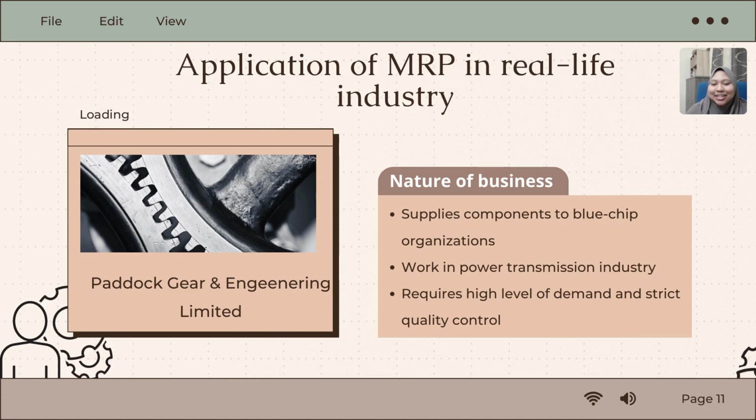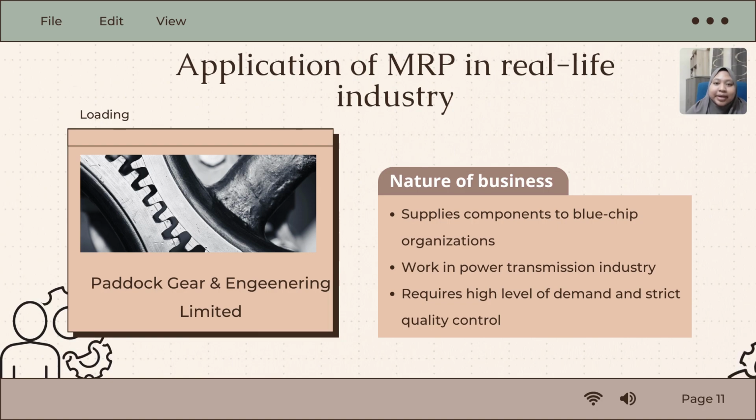Okay, now let us take a look at the application of MRP in real-life industry. As we all know, manufacturers want their business to operate efficiently and effectively, so they have decided to use an MRP system in their business. For example, here we have chosen Paddock Gear and Engineering Limited, a company that supplies a component to a blue chip organization in the power transmission industry. Paddock is one of the manufacturers that have used MRP software in their business, as their area of work requires an exceptionally high level of product quality and strict quality control.